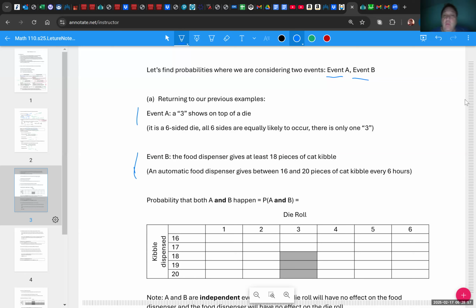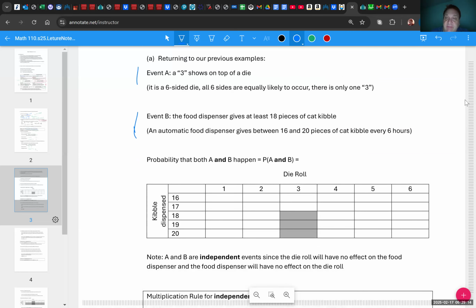All right, so we're going to start off by doing an "and." We want the probability that both a 3 shows up on top of the die, that's event A, and the food dispenser gives at least 18 pieces of cat kibble, that's event B. So I can arrange these visually into a little chart. For the die roll, there are 6 possible die rolls: 1, 2, 3, 4, 5, 6, and a 3 is all of these. These are all the 3s.